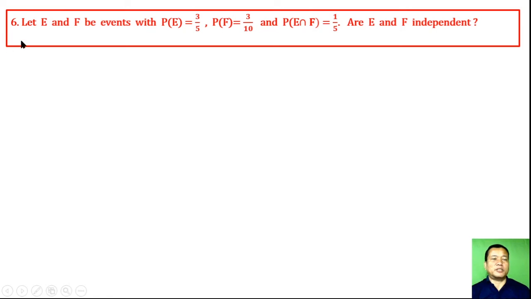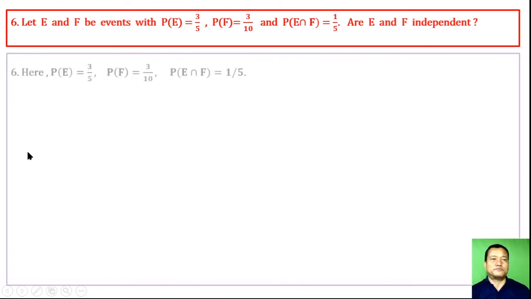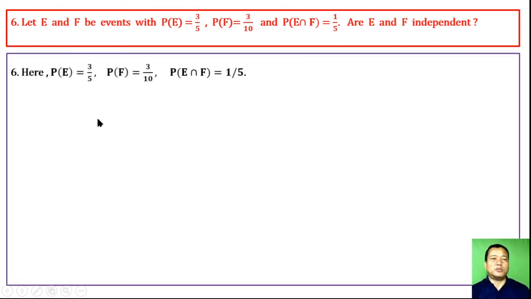Question number 6. Let E and F be events such that P of E is 3 by 5, P of F is 3 by 10, and P of E intersection F is 1 by 5. Are E and F independent? Here these values are given. We have P of E into P of F, that is 3 by 5 into 3 by 10, we get 9 by 50, which does not equal the value of P of E intersection F, that is 1 by 5.